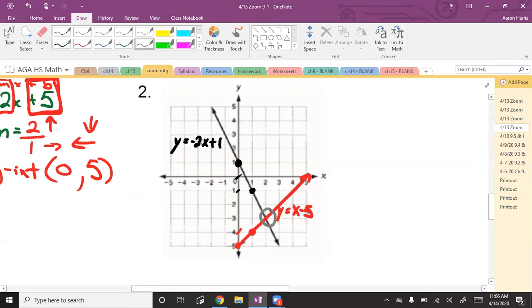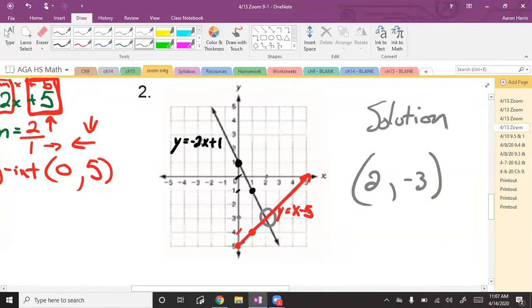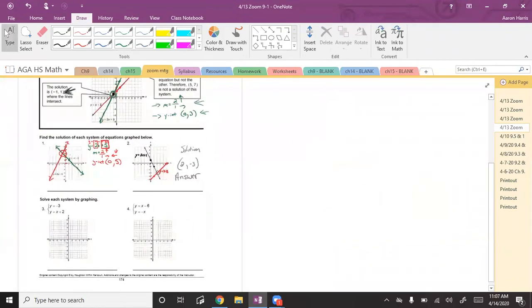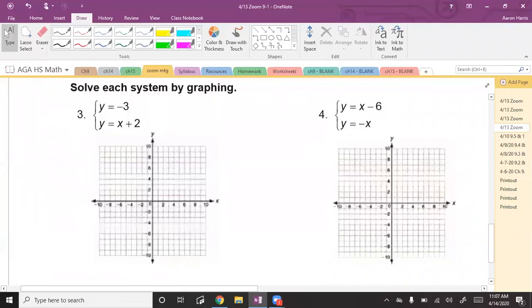So I didn't even have to really do all that. I know that it's 2, comma, and I went down how many? 3. So -3. And this is my solution, or what they call the answer to that equation, okay? And then we have ones where they said, okay, you need to be able to graph.